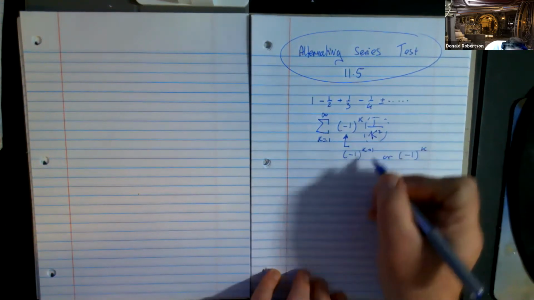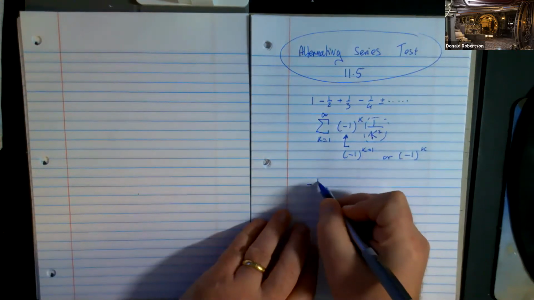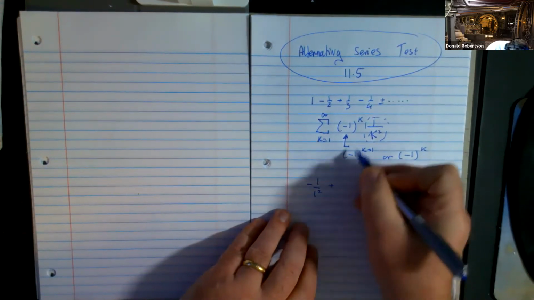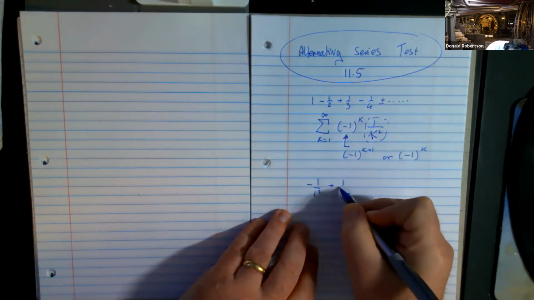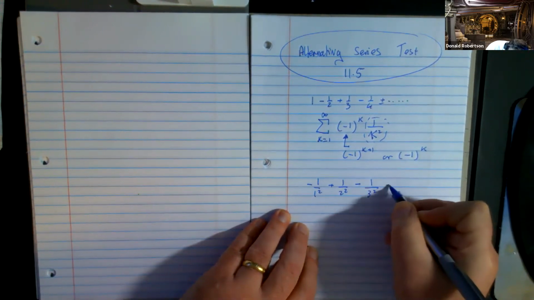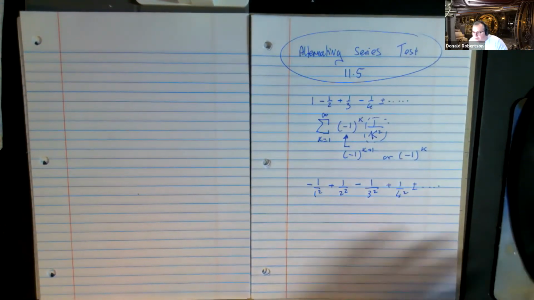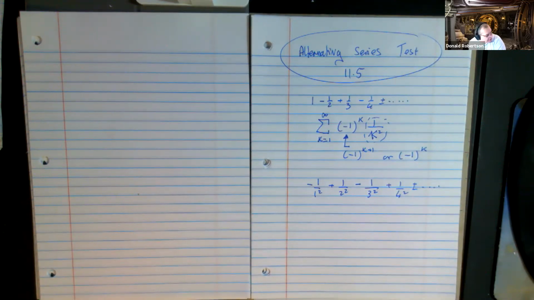So in this case here, you plug in k equals 1, you get -1 over 1 squared. When you plug in 2, that becomes positive. When you plug in 3, it becomes negative. And when you plug in 4, it becomes positive. You see that this (-1)^k is what generates the alternating plus minus thing. So they're pretty easy to recognize.